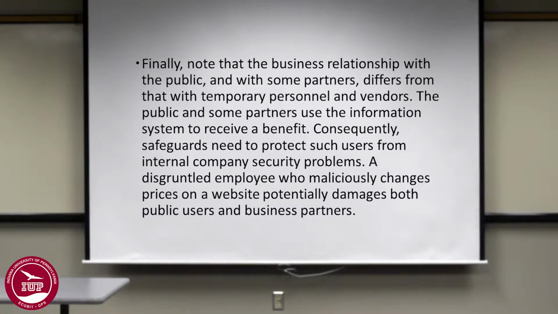Finally, note that the business relationship with the public and with some partners differs from that with temporary personnel and vendors. The public and some partners use the information system to receive a benefit. Consequently, safeguards need to protect such users from internal company security problems. A disgruntled employee who maliciously changes prices on a website potentially damages both public users and business partners.